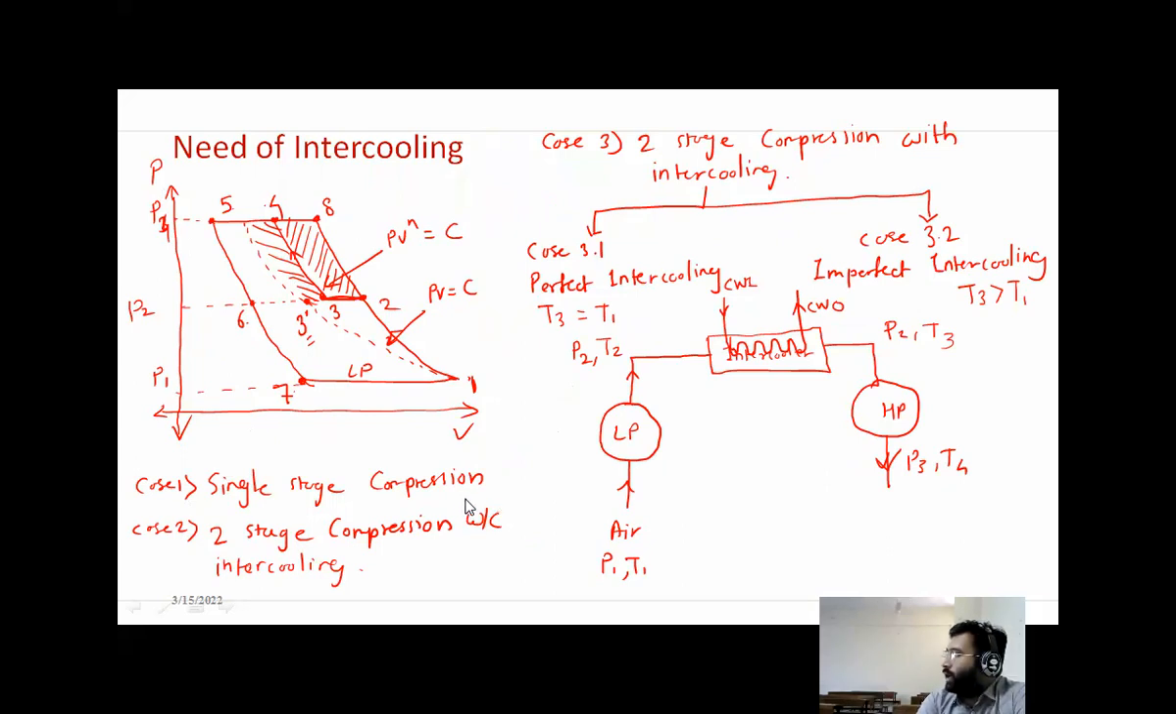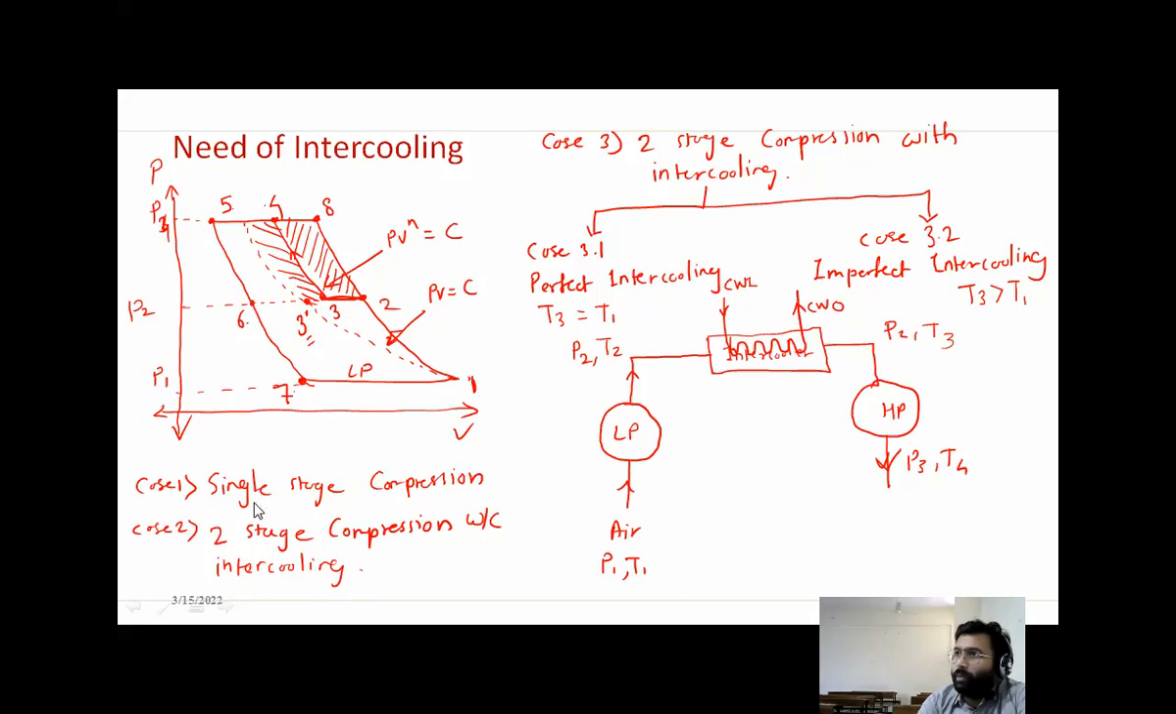So its indicator diagram will be simply 1 to 8 to 5 to 7 to 1. Correct? So that will be the indicator diagram for single stage compression. Just 1 to 8 to 5 to 7 to 1. Okay? As simple as it is.